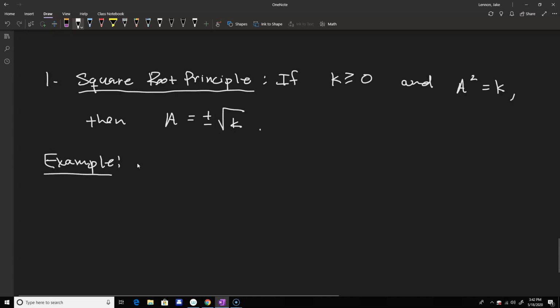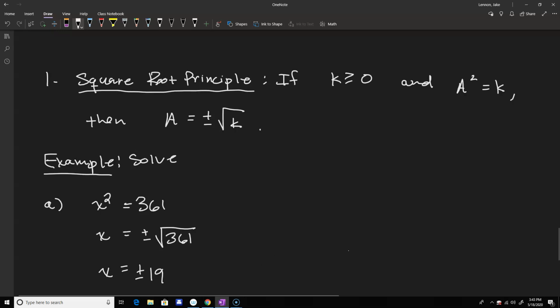So we just want to solve each equation. So x squared is equal to 361. Well, this is easy enough. We just write down the formula. So x is plus or minus the square root of 361. And the square root of 361 is 19. So we have two answers there, x equals plus or minus 19. Both are solutions.